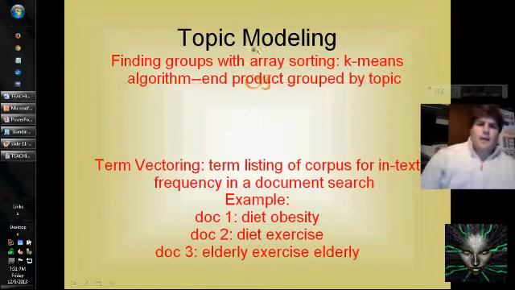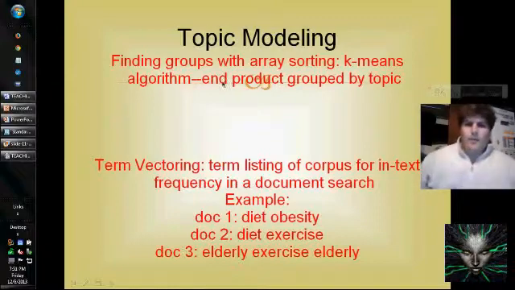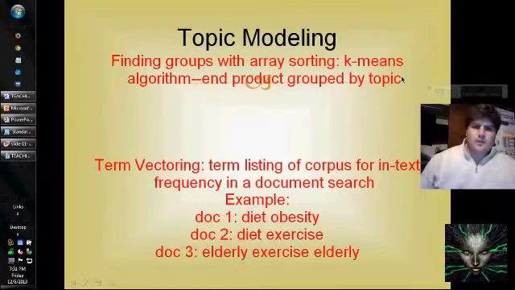And we just used a topic modeling vector type of deal. And that's what this goes over. So don't worry about the K-means algorithm. You can look it up. You can email me if you have a question about it. But we wanted to do a search and group each important aspect by topic. So diet, obesity, exercise. That's how it would have been grouped.